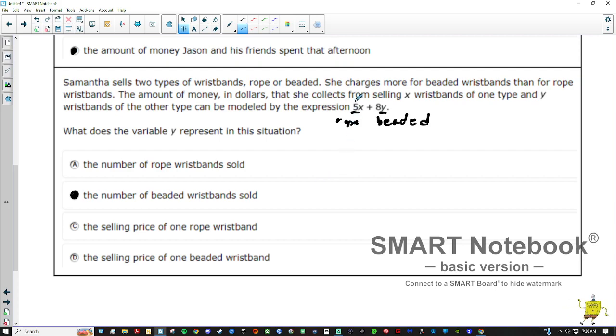Okay. 5 is how much rope costs, so it can't be that. 8 is how much beaded costs. X stands for rope, which means Y has to stand for the beaded.